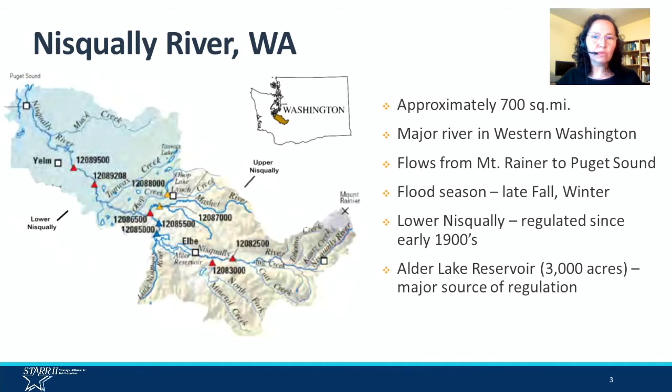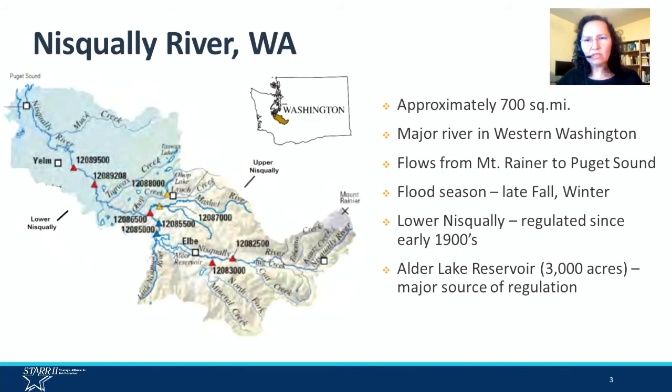A few facts about the Nisqually River. The Nisqually is one of the most important rivers in western Washington, draining about 700 square miles from Mount Rainier to Puget Sound. As you may be able to see in my tiny Washington state map, the watershed is located just south of the city of Seattle. As for most of western Washington, Nisqually floods typically happen between November and February.